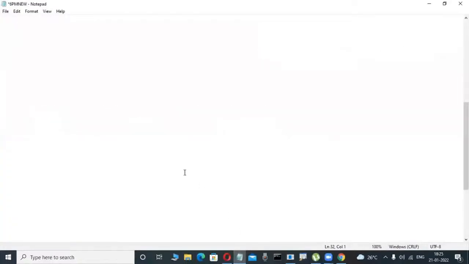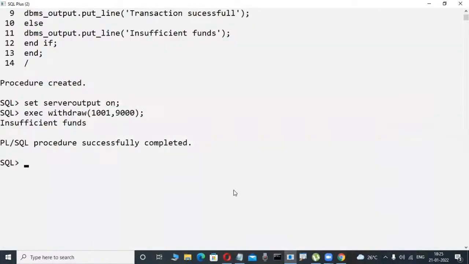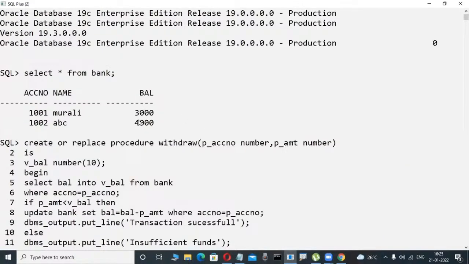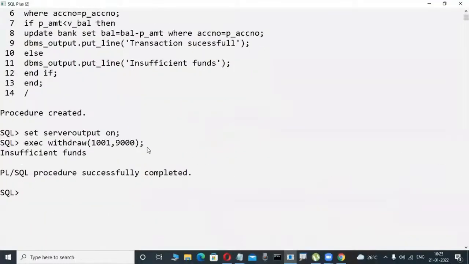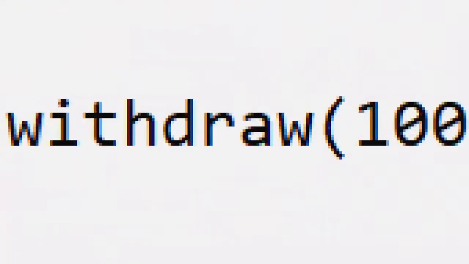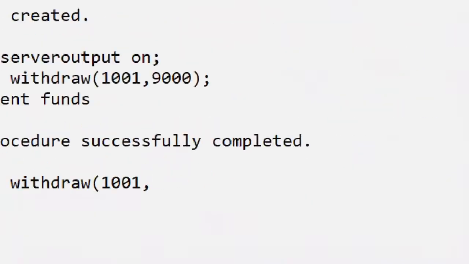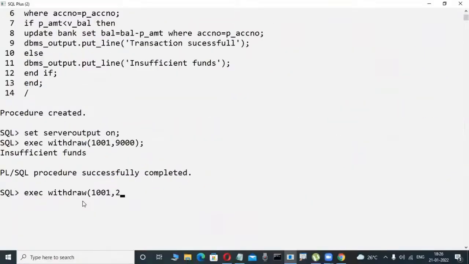Another case, OTP validation, all those things are the same. And now here, check it out. For example, in this case, my balance is 3,000. Now I try to withdraw 2,000 rupees, for example. Here, observe it. 1001 is my account number. I try to execute withdraw again. Okay, so now this procedure: I try to withdraw 2,000 rupees.